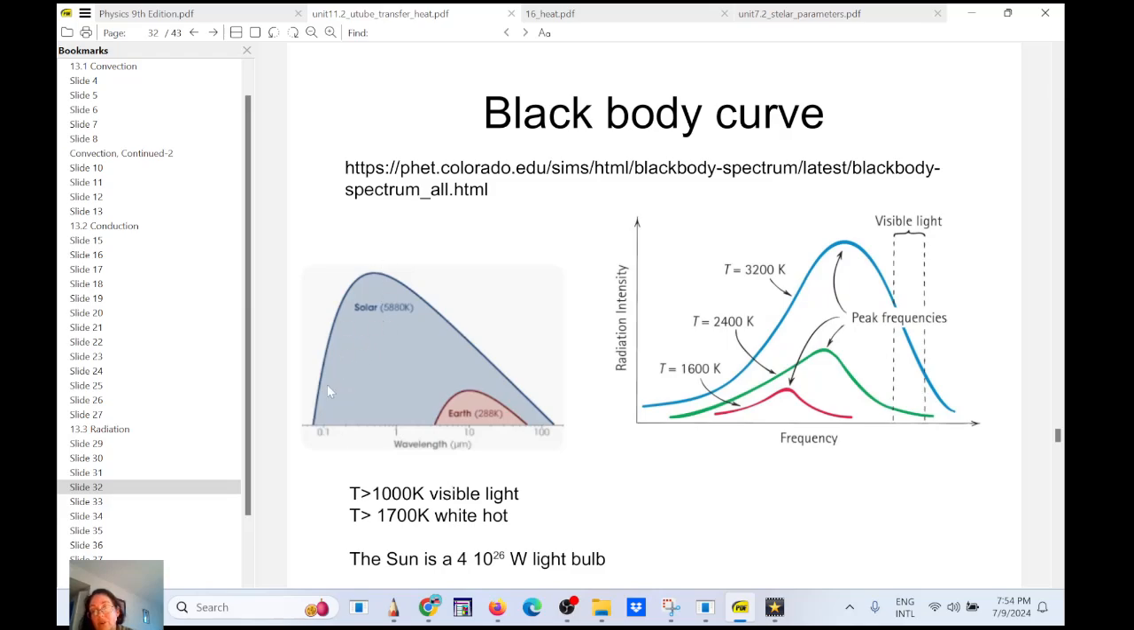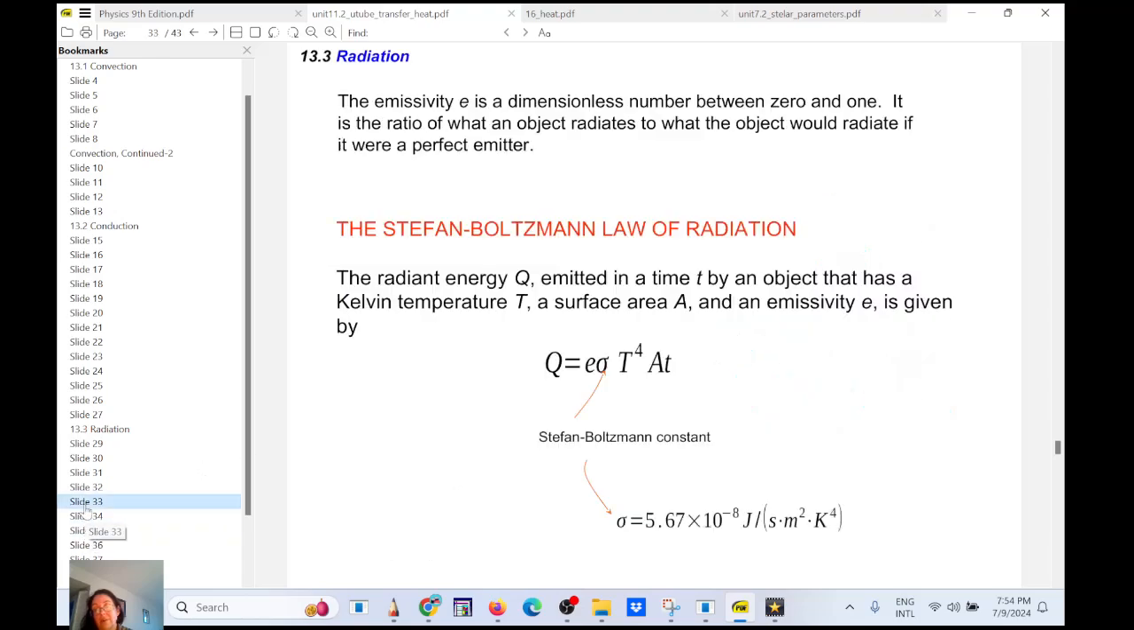So if you find the area under the curve, then you will find that this is the power emitted, and it will be proportional to the temperature to the fourth power. So from this, you can find this law. This is called the Stefan-Boltzmann law of radiation. And it says, let me write it for you.